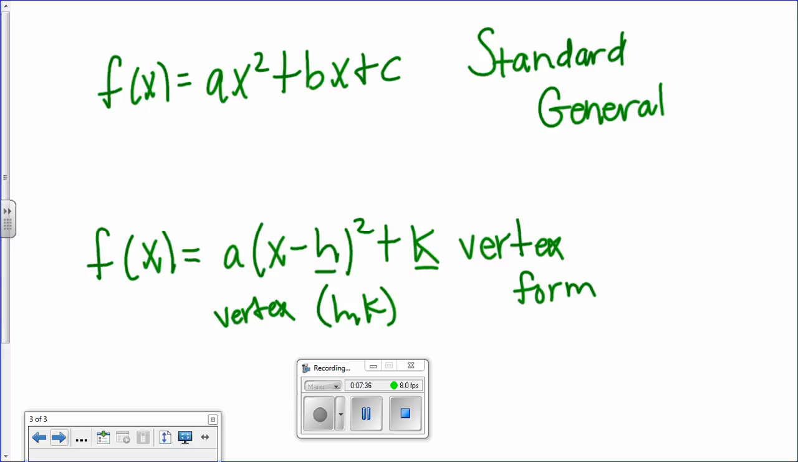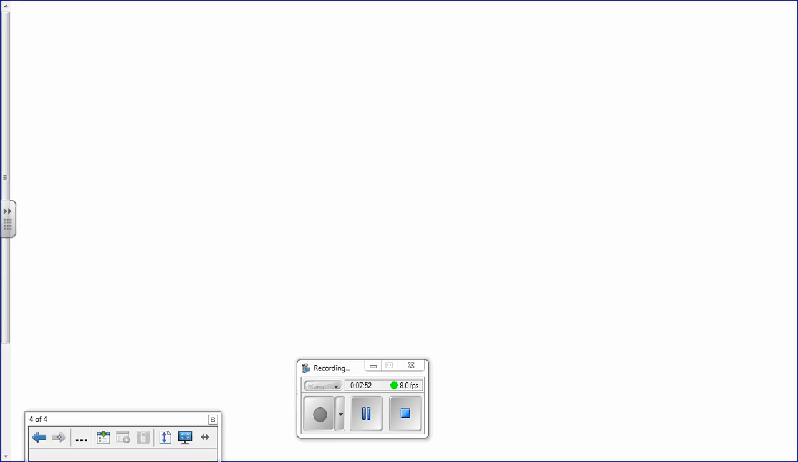I'm going to let you try to find the vertex on a couple of these. Do you remember completing the square from last year? We're going to take a pause and learn how to complete the square.